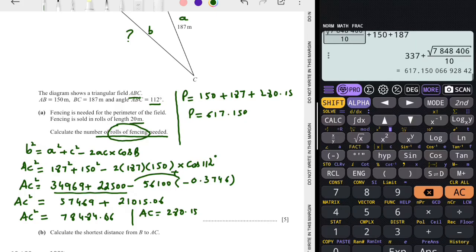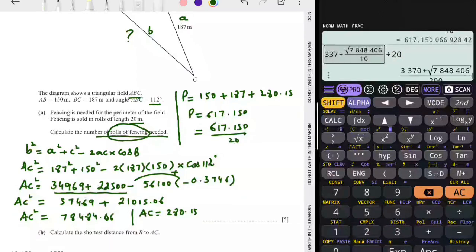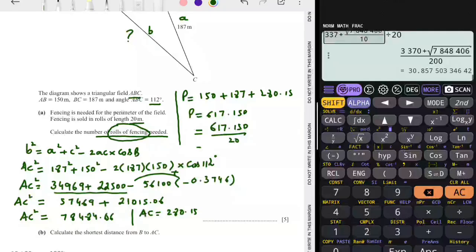Now we have to find the number of rolls for fencing. As the total length of a roll is 20 meters, we divide it by 20, and it would be 30.85, which means 31 rolls. So this would be the answer.